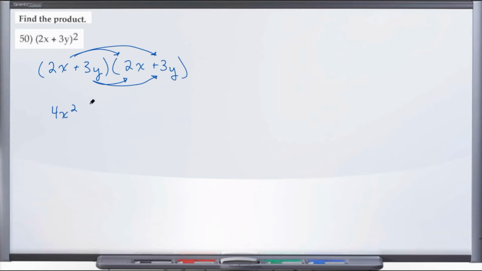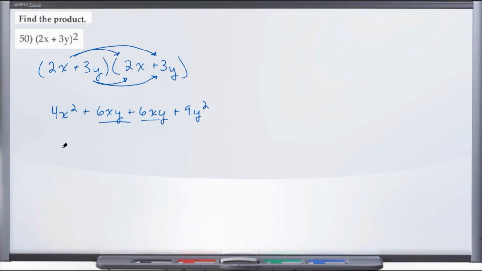It means write it out twice and FOIL. So in this case, we're going to have 2x plus 3y, and write it out twice, so 2x plus 3y, and then FOIL. So first, outer, inner, last, also known as double distribute. So 2x times 2x, well, that's 4x squared. And 2x times 3y is going to be plus 6xy. 3y times 2x, again, plus 6xy. And 3y times 3y will be plus 9y squared.